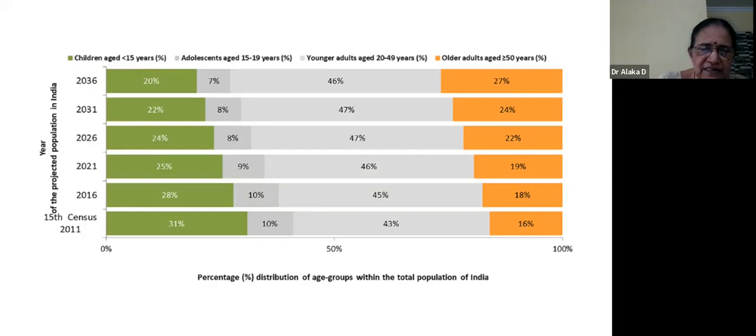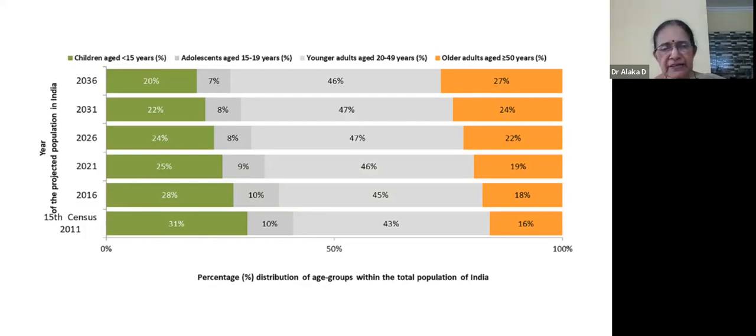2011, 31%; 2016, 28%; 2021, 25%. By 2026, it will be 24%. And by 2036, there will be 20% children below the age of 15. Of course, we have improved our infant mortality rate, longevity has increased, but because of our population control programs, the number of children below the age of 15 will go on decreasing over the years.